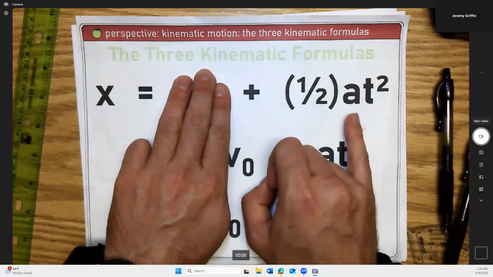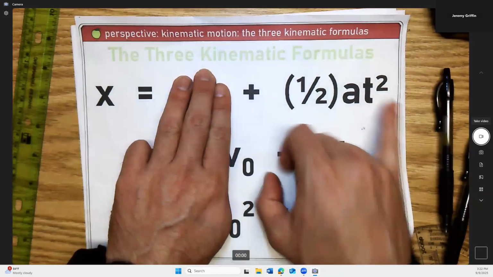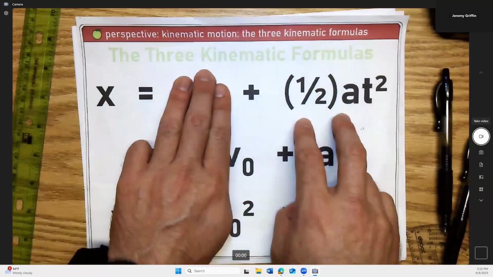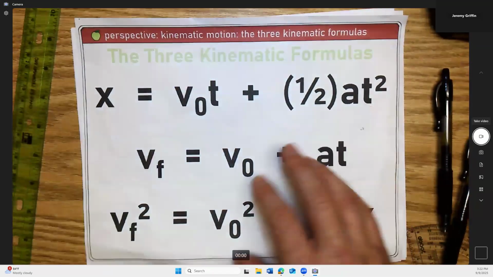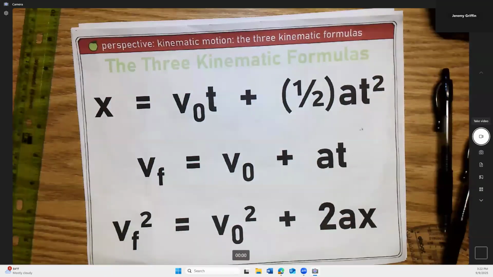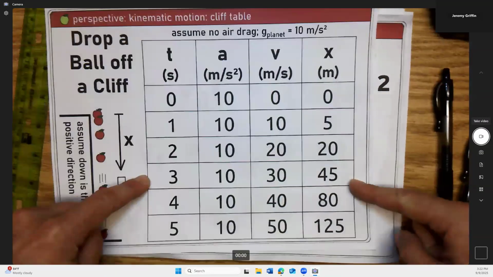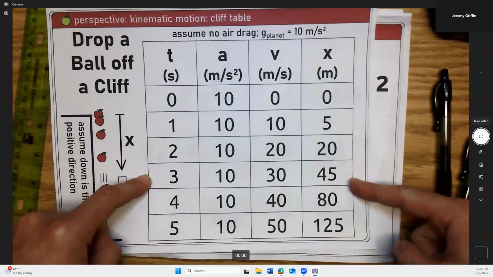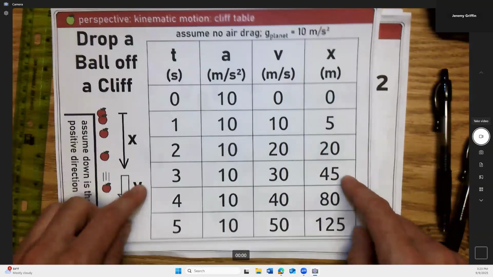Okay, and then, guys, let's run the numbers. 3 seconds. What's 3 squared? 9. What's half of 10? 5. What's 5 times 9? 45. Is that in 3 seconds? It'll always fall 45 meters? Yeah. As long as you either drop the ball or you throw it horizontally, that's always going to be true.